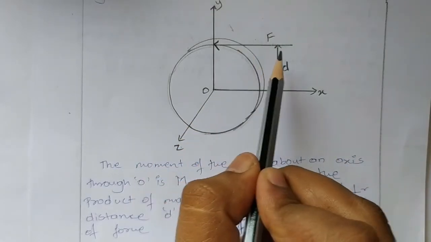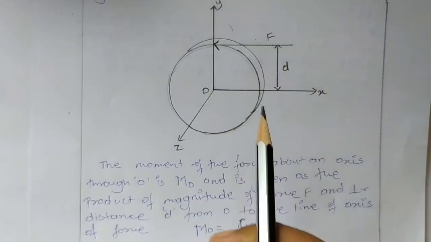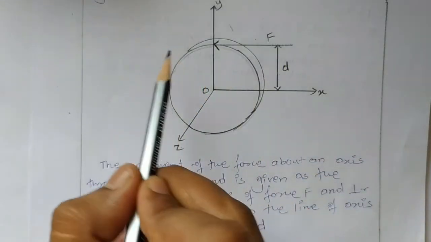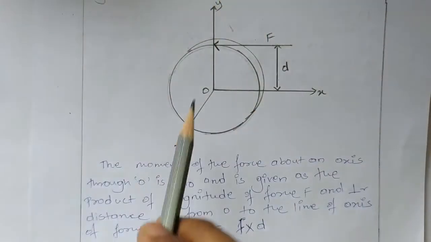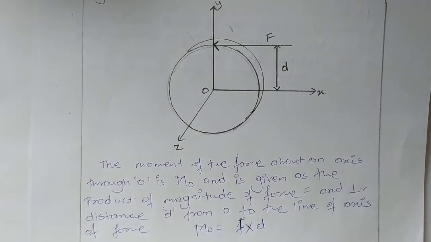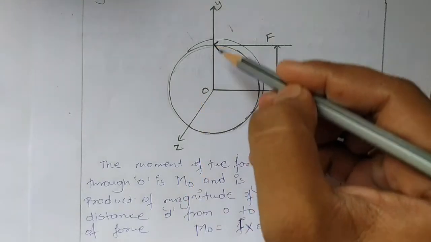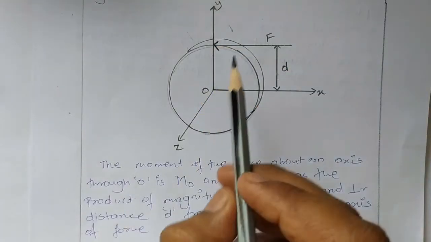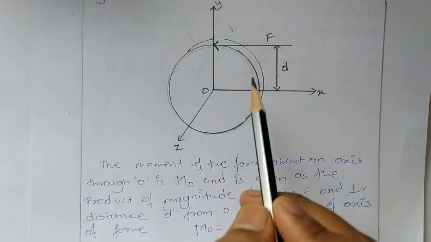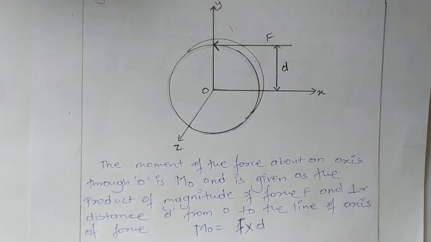If force is measured in Newtons and D is measured in meters, then the SI unit for moment of force is Newton meter. It is also important to know that the moment is zero if D is 0. That is, the line of action of force intersects the axis about which the moment is considered.